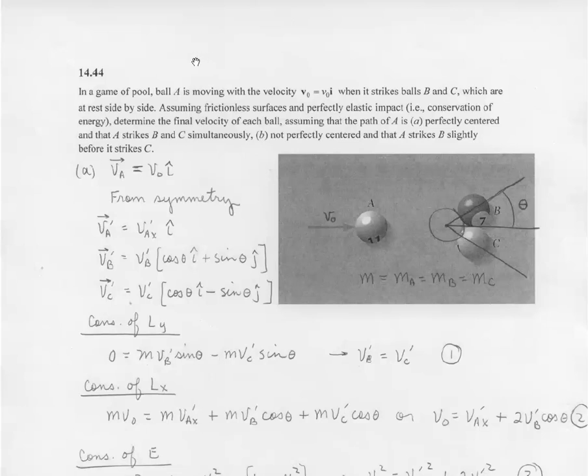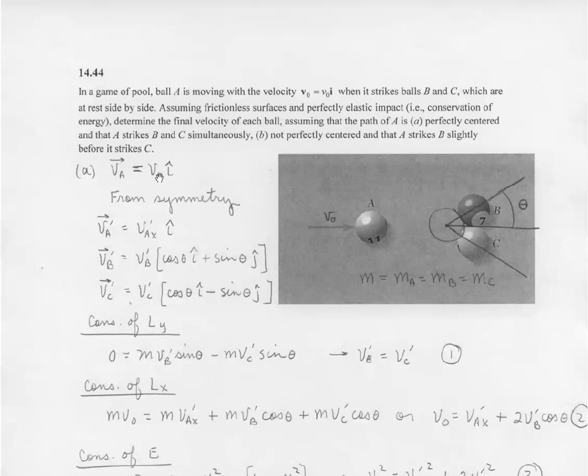Here's problem 14.44. In a game of pool, ball A is moving with velocity v naught i in this direction right here. When it strikes B and C, which are at rest side by side, assuming frictionless surfaces and perfectly elastic impact, conservation of energy in other words, determine the final velocity of each ball, assuming that the path of A for the A part is perfectly centered and that A strikes B and C simultaneously, and then for part B not perfectly centered, that A strikes B slightly before it strikes C.